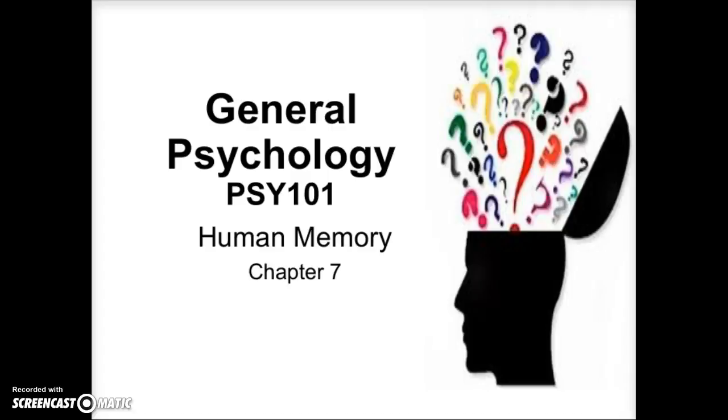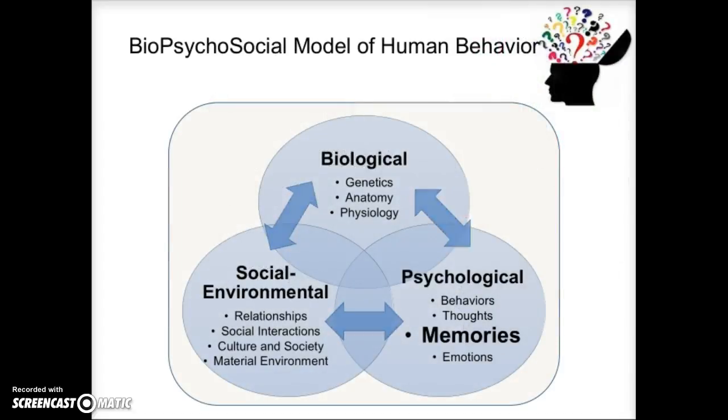Human memory. This information covers mainly Chapter 7 of the textbook. In this unit of material, we'll continue looking at the interaction between biological, psychological, and socio-environmental factors in understanding psychology.